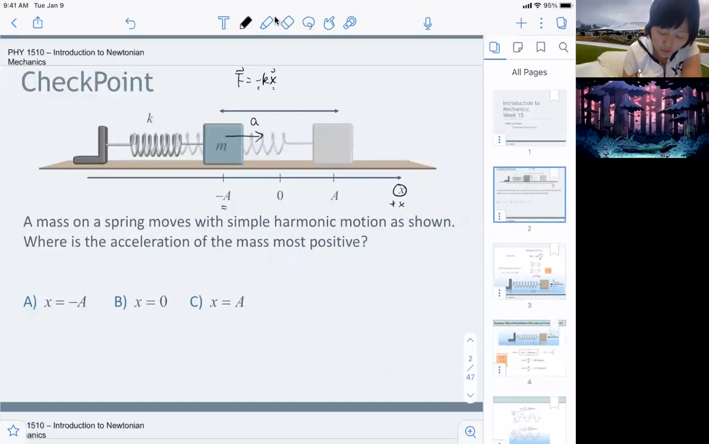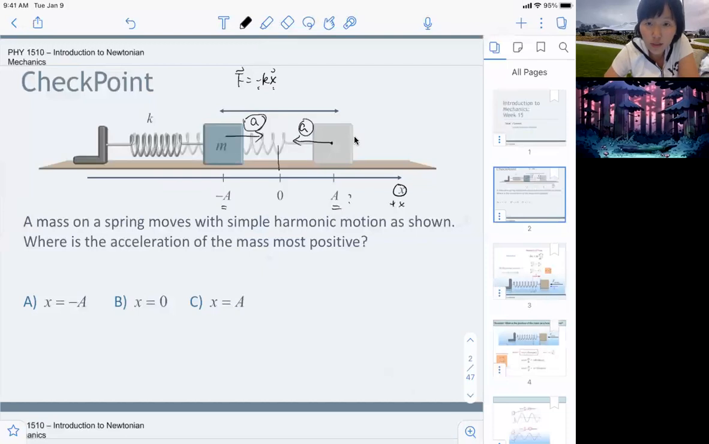Now, what about point A? What if the mass is now at this location? Which way would the spring exert a force on M? Left or right? To the left, because the spring is now pulling you back. So this one will be to the left. You can see that is in the negative direction. So that's most negative. This one would be most positive, this one most negative.